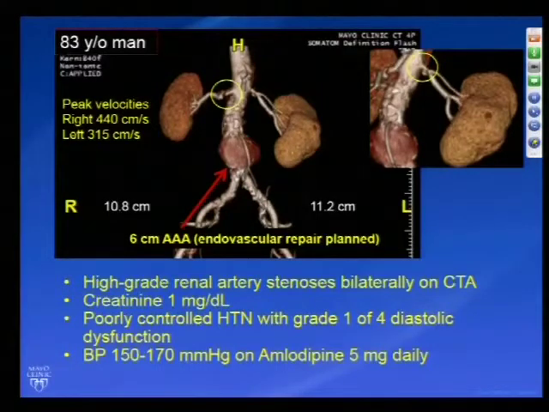So we were very reluctant, and as nephrologists, or in the nephrology community, we usually have been very shy to proceed with any intervention on the renal arteries. But there are, I think, a few situations where it's important to recognize and intervene when possible. But this one, for example, we did not recommend that.